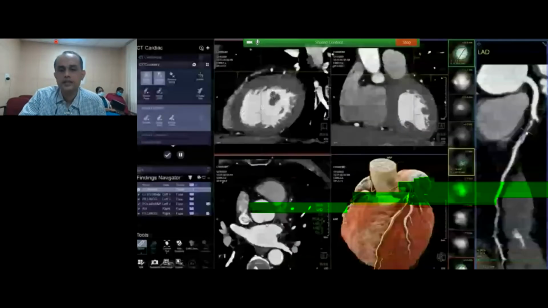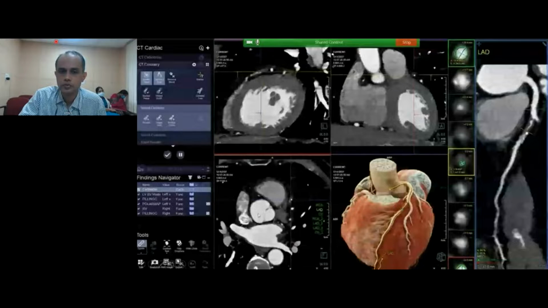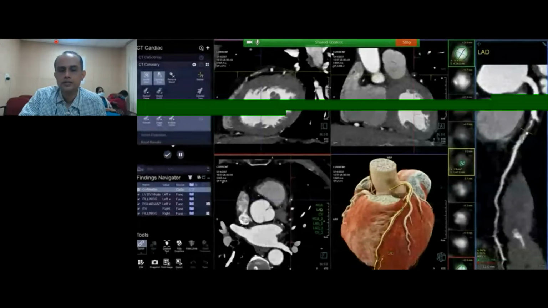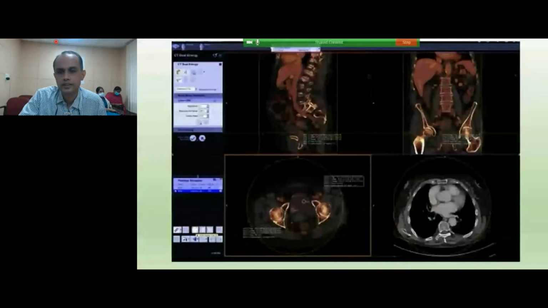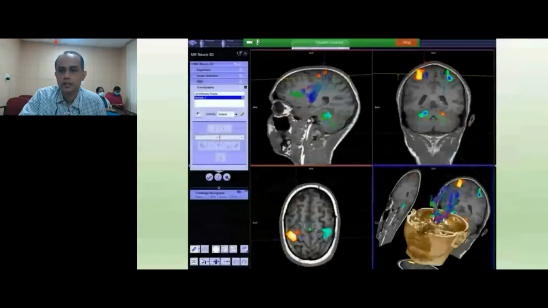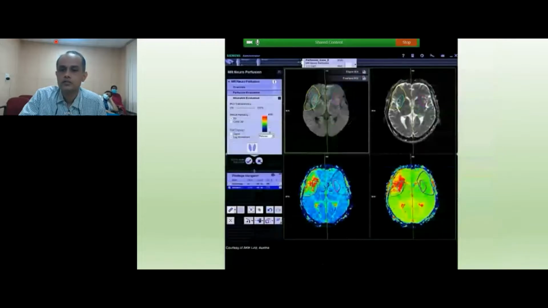The advantage of having the advanced post-processing mini PACS is that it is capable of giving specific complex reconstructions that are required in case of coronary imaging for vascular reconstruction, and for dual energy CT imaging for iodine density calculation. The MRI multimodality advanced post-processing mini PACS allows us to do diffusion tensor imaging for fiber tracking in the brain, and also for MR perfusion in the case of stroke.